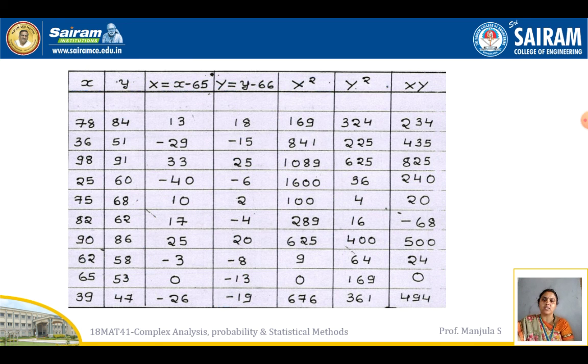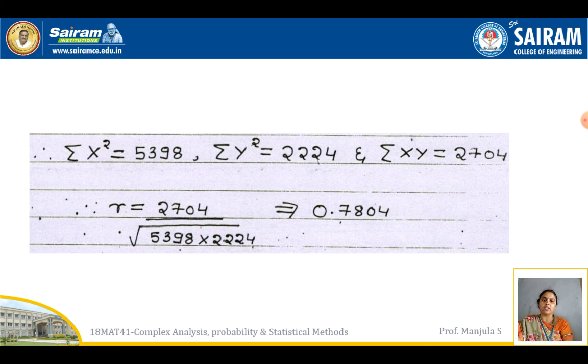We'll go for constructing the table. The x, y values we just write as they are and go for finding capital X and capital Y. Capital X is x minus 65 and capital Y is y minus 66. After getting capital X, capital Y values, we can easily find X square, Y square along with XY. Next we find the summation values, that is summation of X square is 5398, summation of Y square is 2224, summation of XY is 2704.